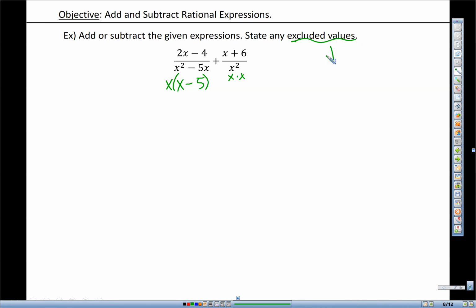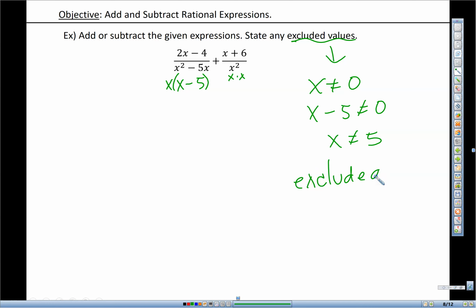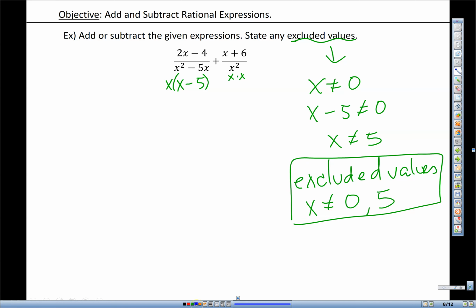So when I'm doing my excluded values, then x cannot be 0. X minus 5 cannot be 0, which gives me x can't be 5. But then x squared is a repeat of factors of x, so I don't have to do that again. So my excluded values are that x cannot be 0 or 5 in this case. Those would create, remember, denominators of 0, which means division by 0, which is an undefined situation in mathematics. We don't allow that when we're working with these types of expressions.